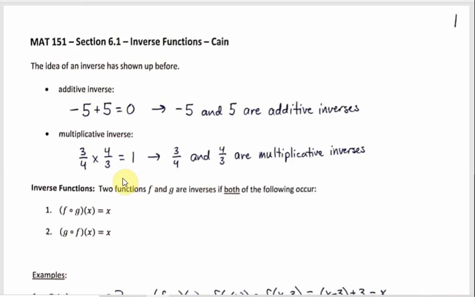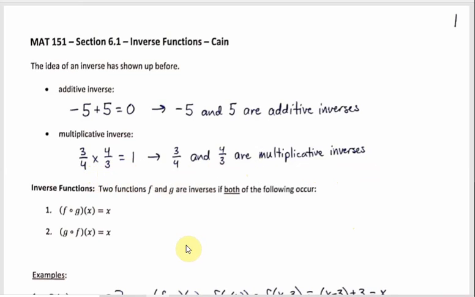For a multiplicative inverse, if you multiply two numbers and you get 1, then those two numbers are multiplicative inverses of each other. Here, 3/4 times 4/3, you get 1. So 3/4 and 4/3 are multiplicative inverses of each other.